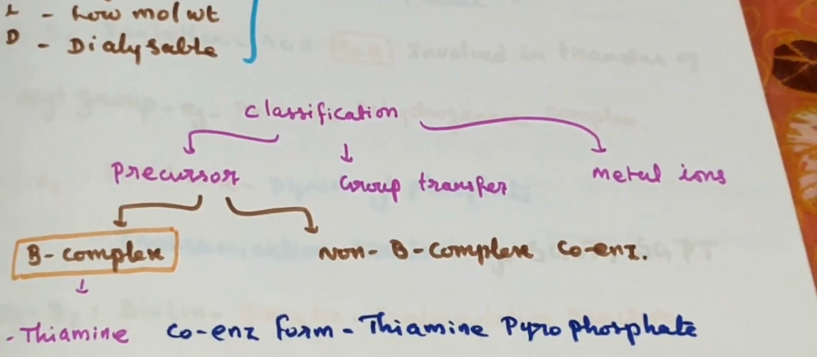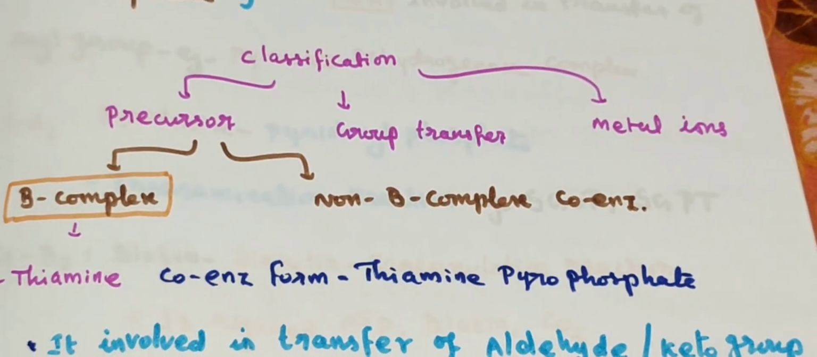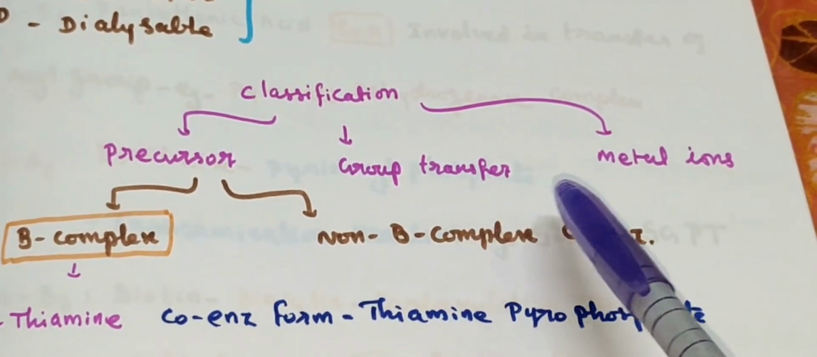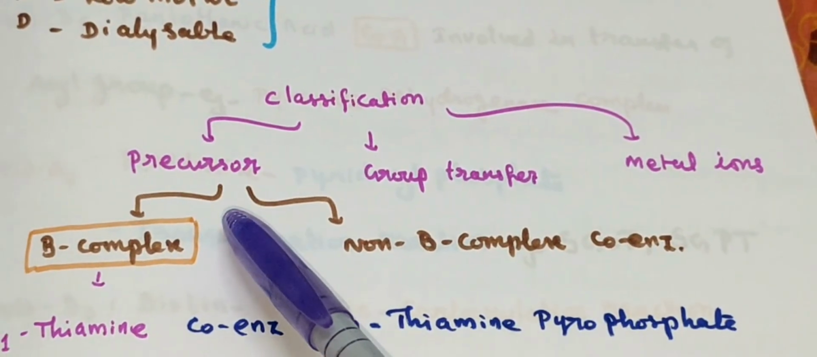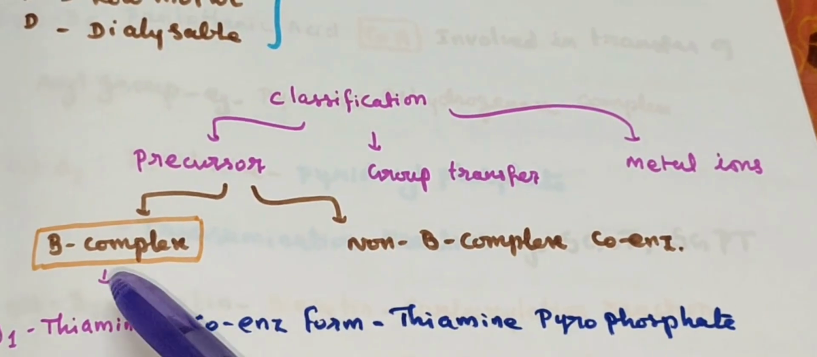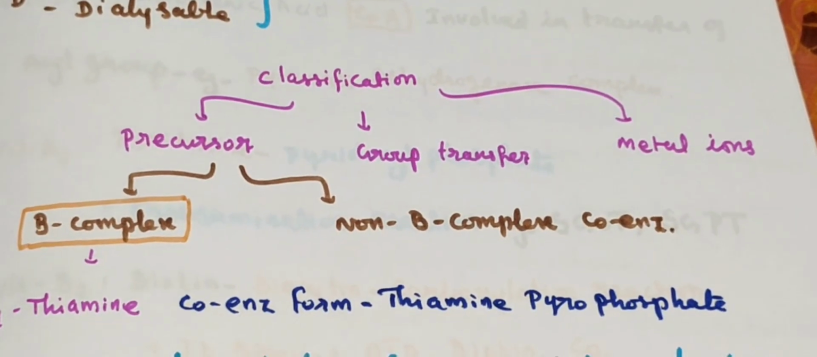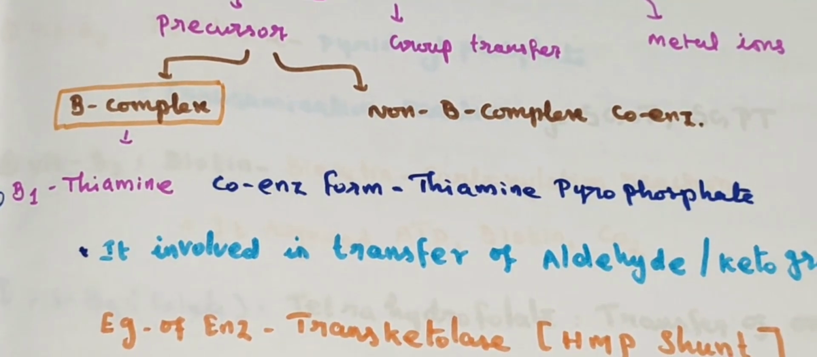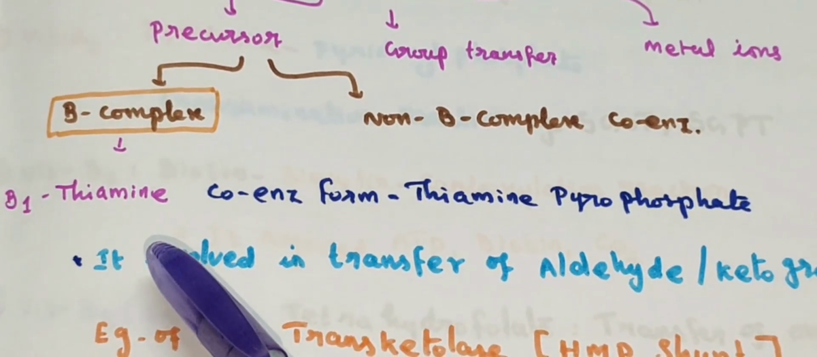Classification is based on three categories: one based on the precursor, then group transfer, and metal ion. Based on the precursor, they are classified as B complex and non-B complex. B complex means vitamins B1 to B12, 8 vitamins. The first one is vitamin B1, called thiamine.